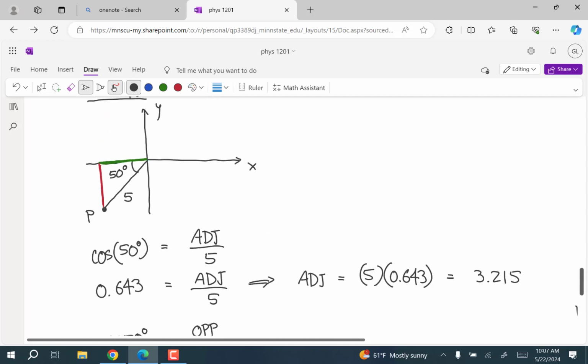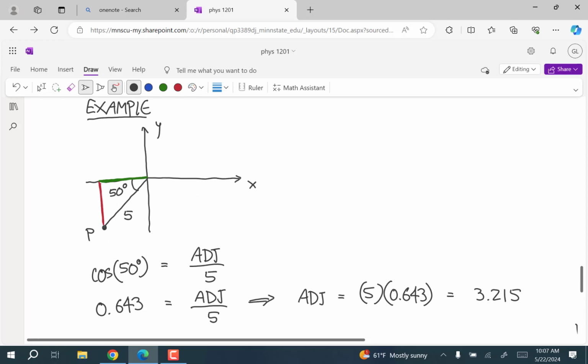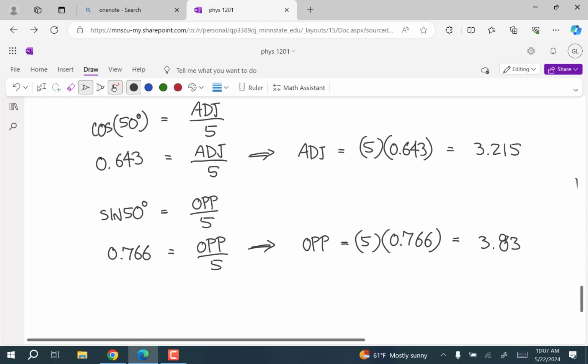Okay, well, you can look here and you can see that this point P is in the region of negative x. It's also in the region of negative y. And so the point P has the coordinates negative 3.215, negative 3.83.